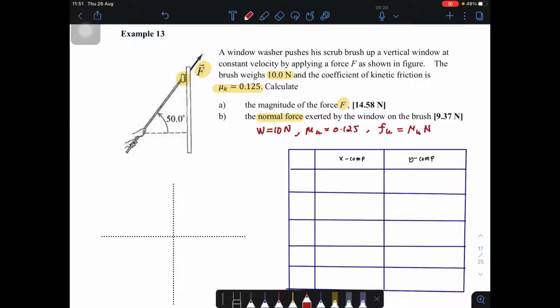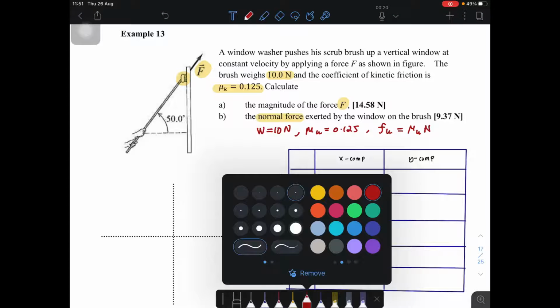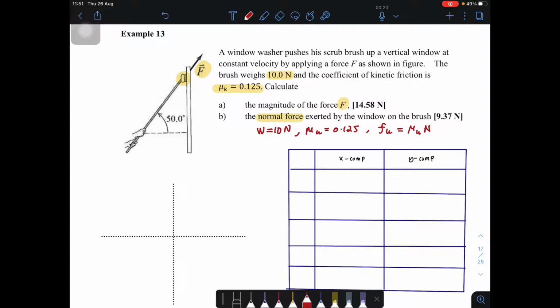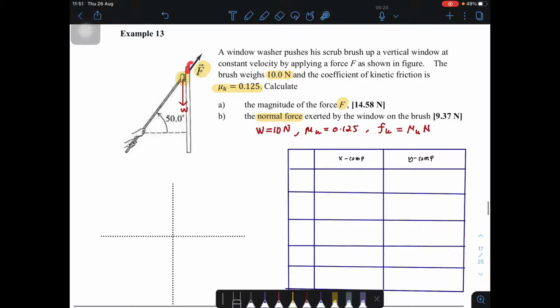Okay, so first thing, let's identify the forces. So obviously dia akan ada weight going downward, and then since it is a window, it is a surface, it will have normal force. And then dia ada external force, dan satu lagi dia akan ada kinetic friction.